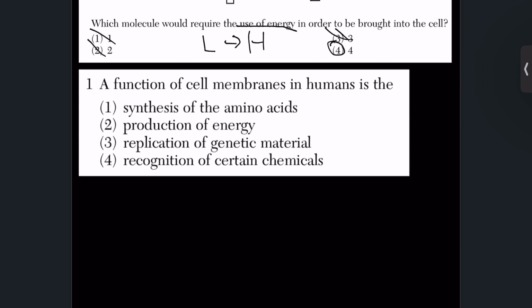The next one we have is number 1, the very first question of one of these tests. It says a function of the cell membrane in humans is the: 1, synthesis of amino acids. We know that's not true. That's the function of the ribosomes. Number 2 is the production of energy. That's not true. That occurs with cell respiration in the mitochondria. Number 3 is replication of genetic material, which we know is also not true, because that replication occurs in the nucleus with DNA transcription. And finally, we have recognition of certain chemicals. So we know that this would be our answer, because if we remember, our receptor proteins have the role of recognizing chemical signals from others. So the best answer to this question would be number 4.